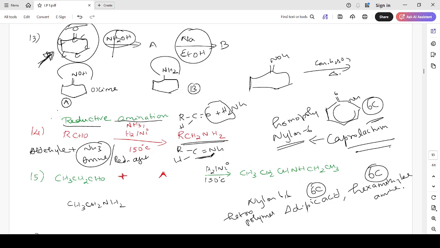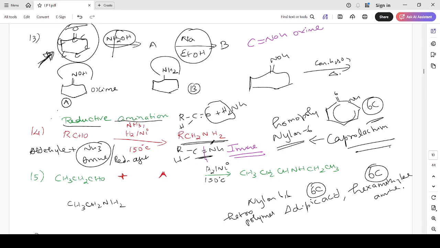What is this compound called? C double bond N. What will you call this? Is this called imine? Oxime. Right, C double bond NOH is oxime. C double bond NH will be called imine. Yes, ma'am. Okay.